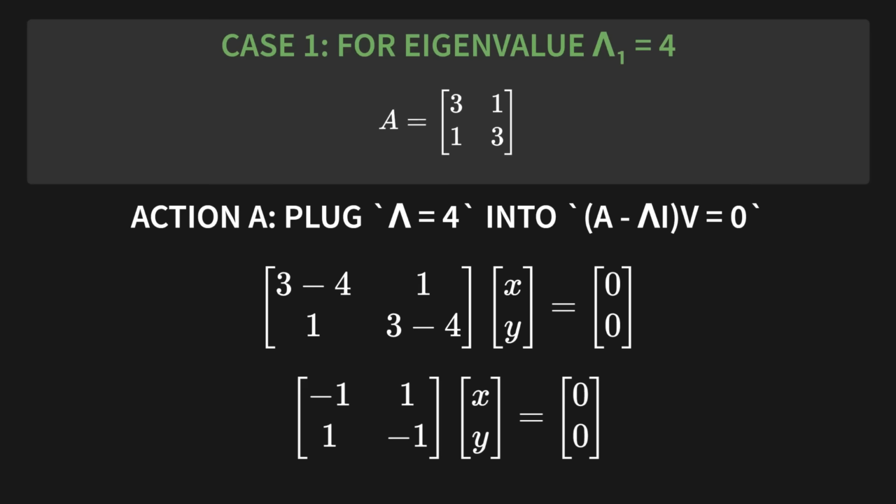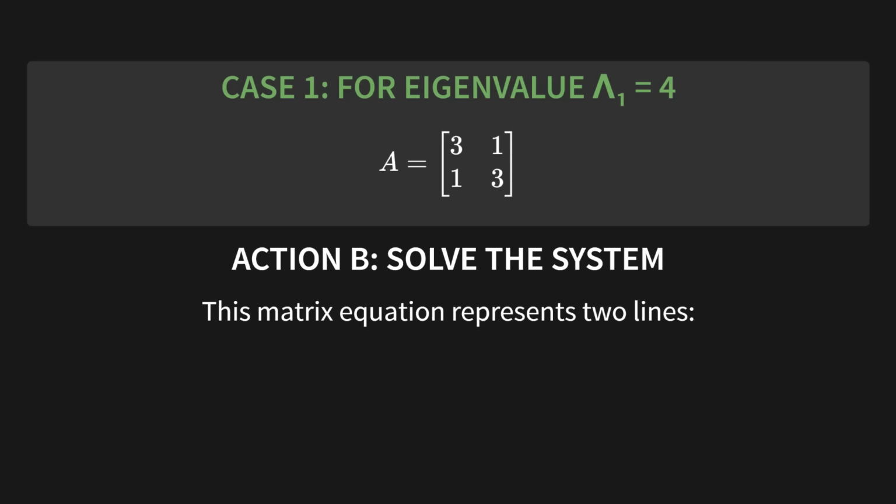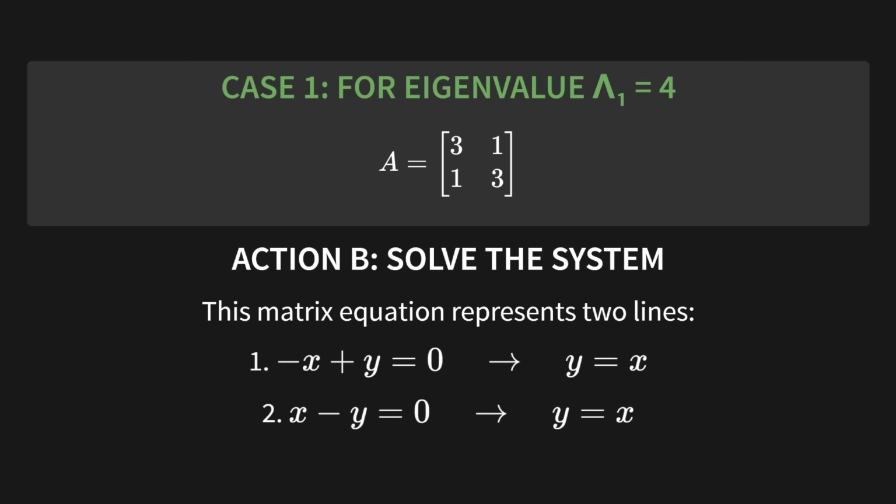Now for action B, solve the system. This matrix equation really just represents two lines. The first row gives us minus x plus y equals 0, which just means y equals x.